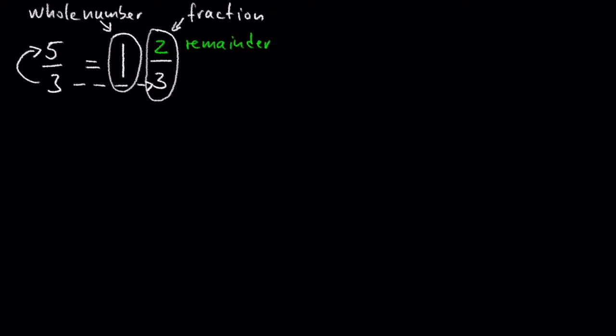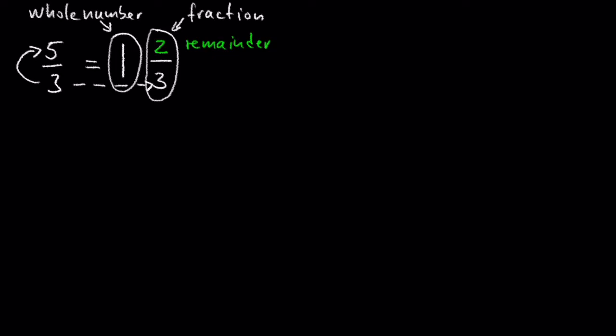Now you see why we call this a mixed number, because it's a mix of the whole number, which is the 1 in our example, and the fraction 2/3. So the fraction 5/3 is 1 and 2/3 as a mixed number.